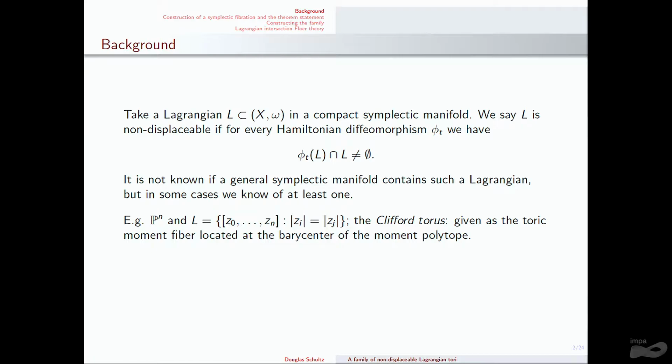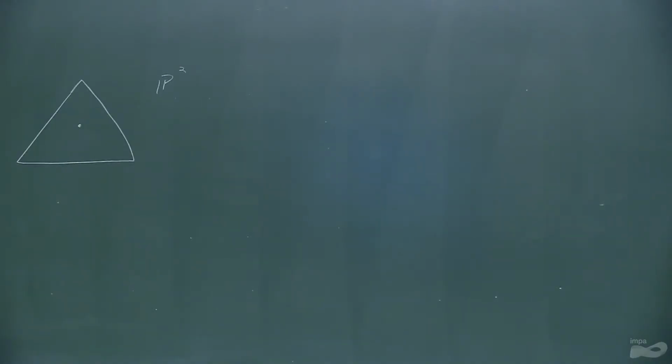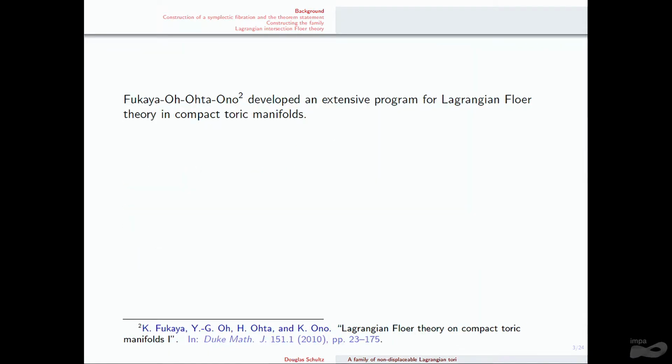For example, in complex projective space, P2, there's the Clifford torus, which is given by the moment fiber at the very center of the moment polytope. One shows that this particular torus is Hamiltonian non-displaceable by computing its Lagrangian Floer homology. This is just an introduction and motivation for non-experts.